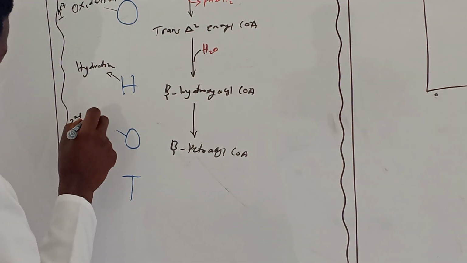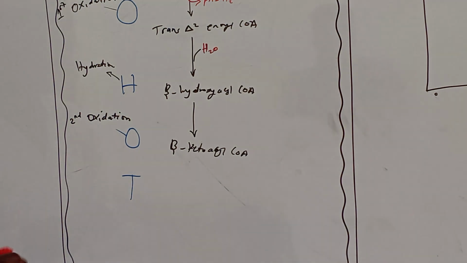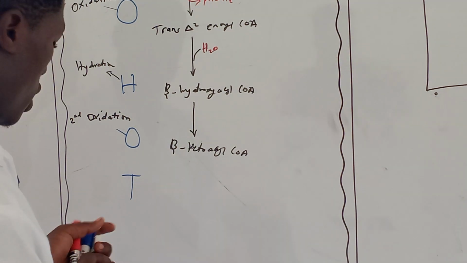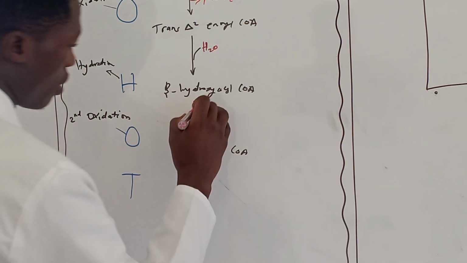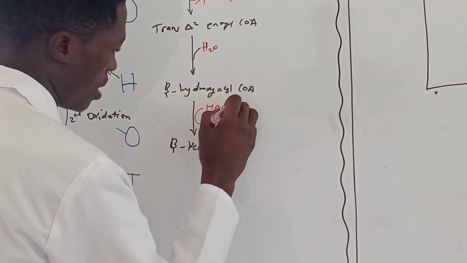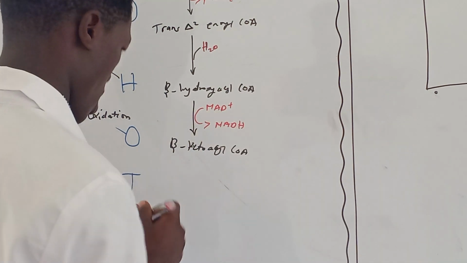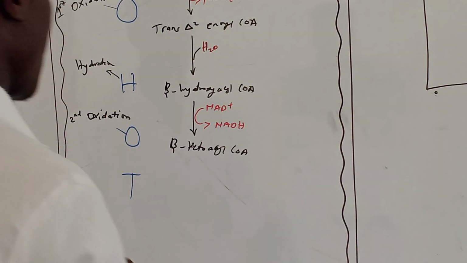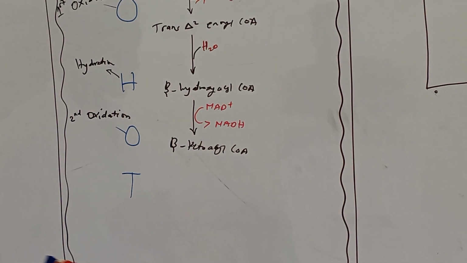Second oxidation. Now, hope you guys remember, second oxidation is going to involve the reducing coefficients. So in this case, NAD plus is going to be reduced into NADH, nicotinamide adenine dinucleotide.